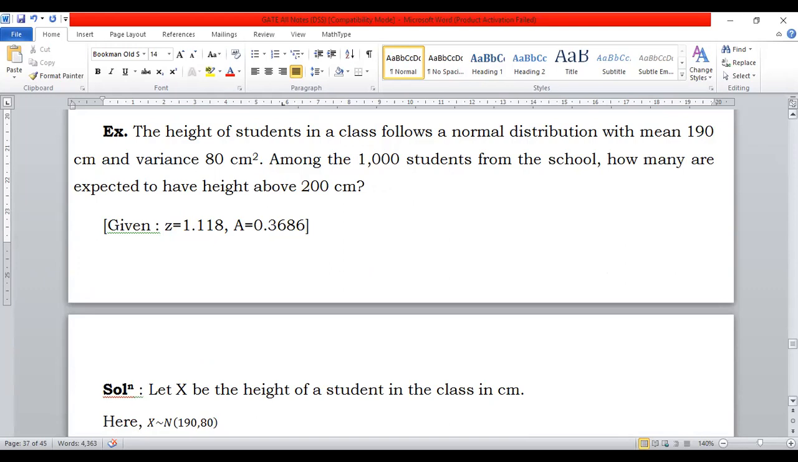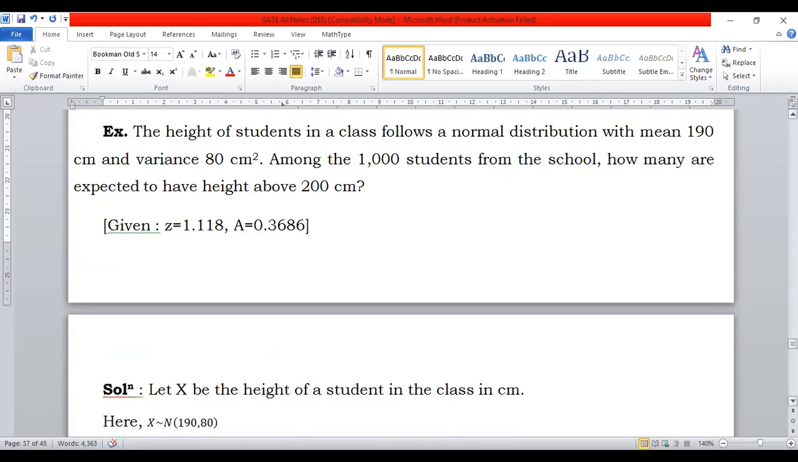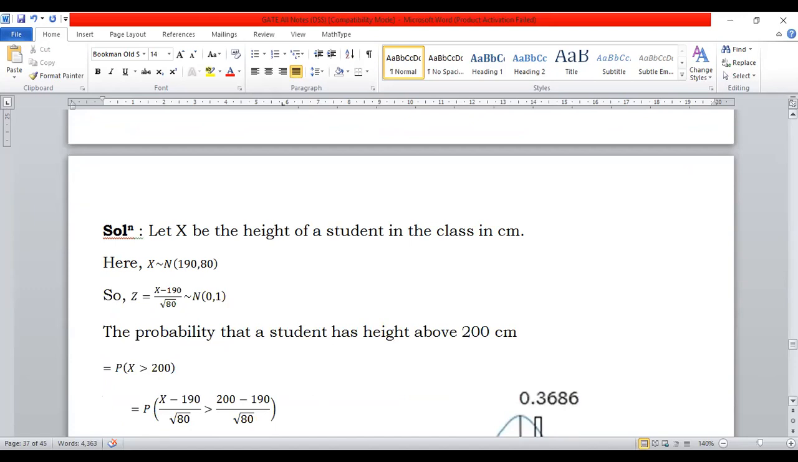The height of students in a class follows normal distribution with mean 190 centimeter and variance 80 centimeter square. Among 1000 students from the school, how many are expected to have a height above 200 centimeter? Again, the area is also given. So here X is the height of a student in the class in centimeter. X follows normal with mean 190 centimeter. In this problem, variance is given, so the second parameter is that itself. So Z equal to (X minus 190) upon square root of 80 follows standard normal.